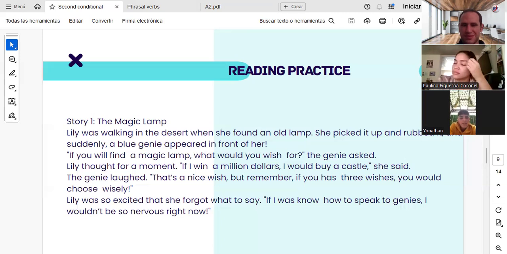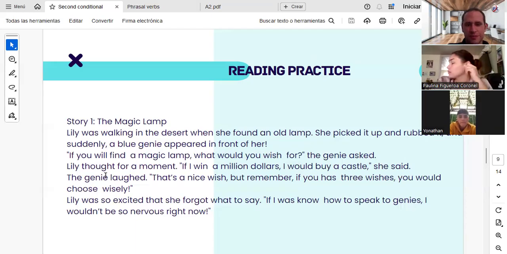Lily was so excited that she forgot what to say. If I was know how to speak genie, I wouldn't be so nervous right now. Okay. Thank you so much.